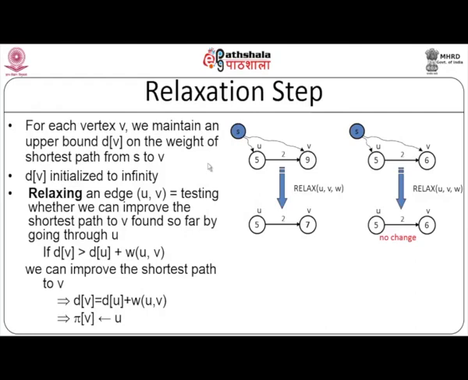So, now assume that V has the minimum weight d of V, and if you find that d of V is greater than d of u plus the weight associated with uv, we can improve the shortest path, because going through u will give you a shorter path to V. So, d of V becomes equal to d of u plus w, that is the weight of uv, and now remember the pi of V now becomes u, because u has been added.